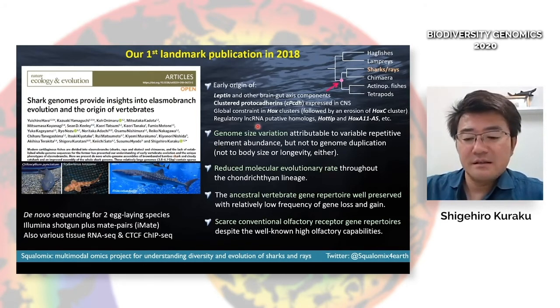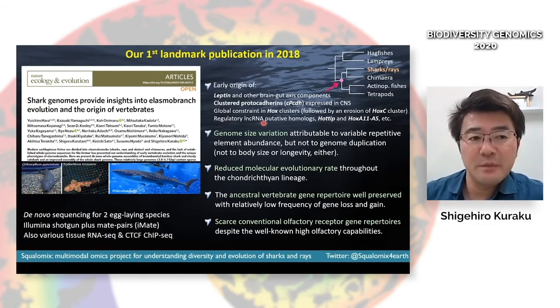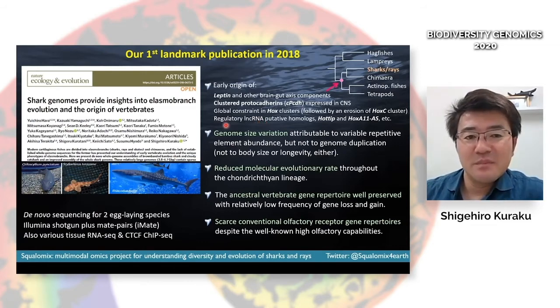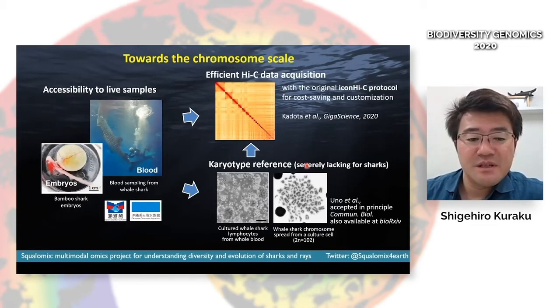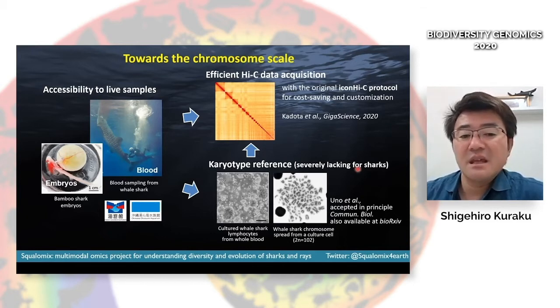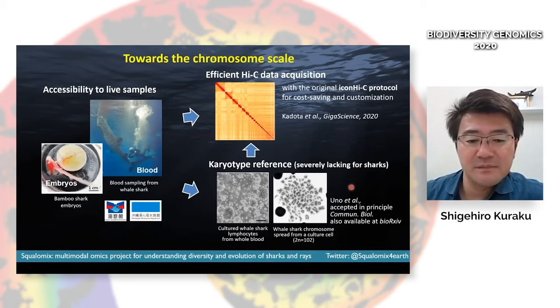In this paper, we reported quite a few gene-by-gene discoveries and genome-wide trends. Now we are going for the chromosome level, but karyotype reports are extremely limited for sharks and rays. So we did karyotyping in-house.